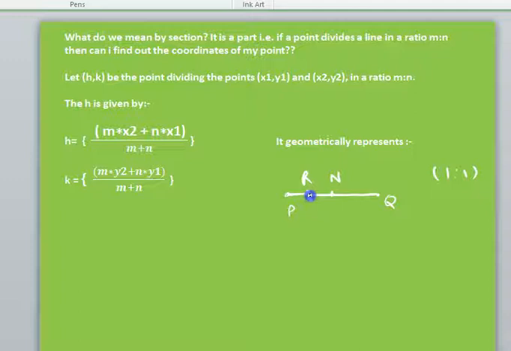So how do I find my R? If I suppose R to be (h, k), then h equals (m into x2 plus n into x1) by (m plus n), and k equals (m into y2 plus n into y1) by (m plus n), where (h, k), that is (x, y), are the coordinates of R, the point over here.